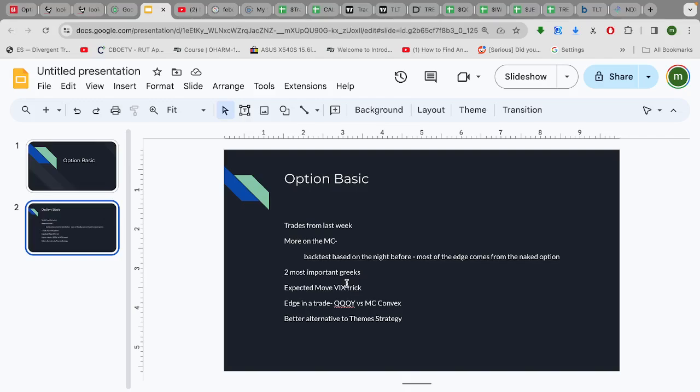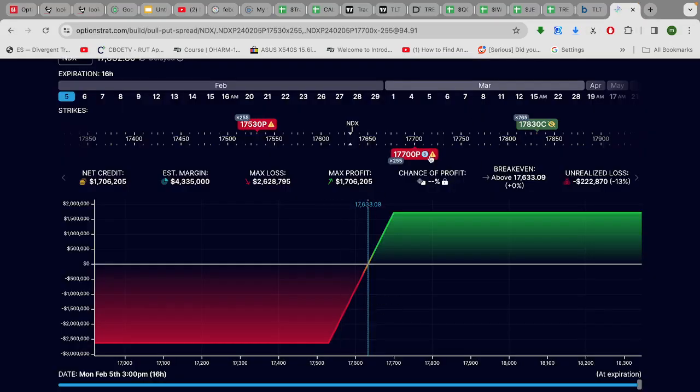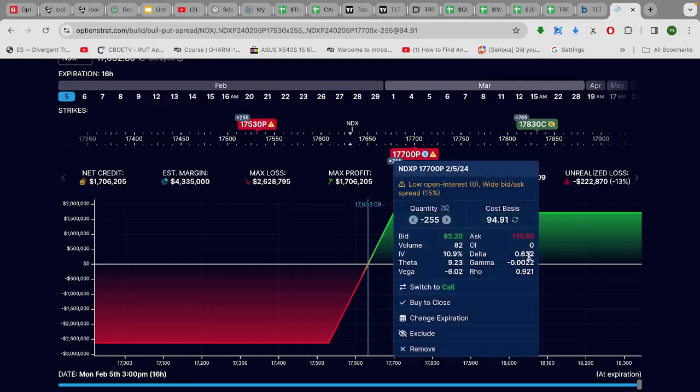All right, so we talked, okay, the two most important Greeks are delta and theta. Delta, so delta's right here. Delta means this option's in the money. So here's another way to look at it. This has a 63 delta. Well, that means it has a 63% chance of being in the money, at expiration, and that would make sense.